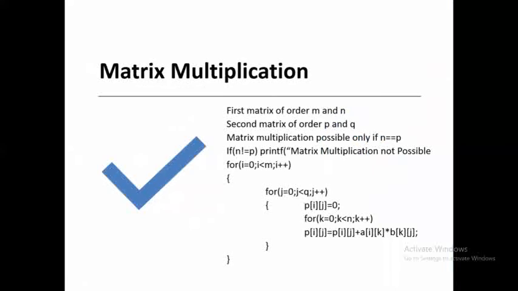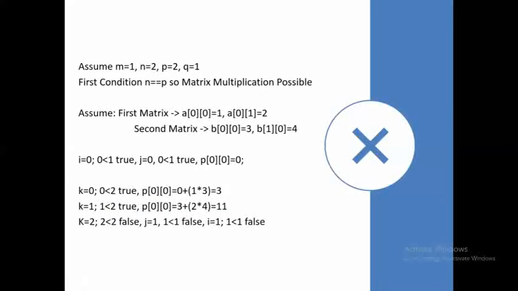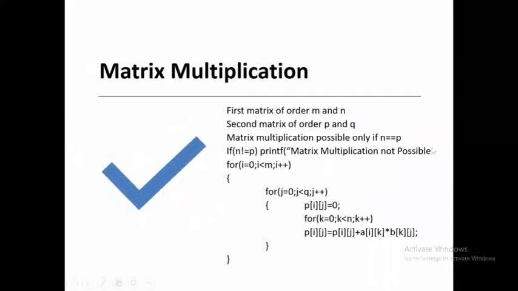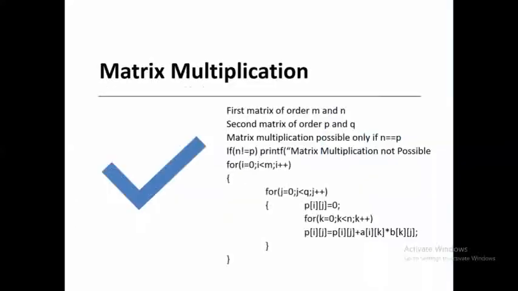Okay, see here, I will explain the code snippet here. First thing, I is equal to 0. Okay, 0 less than m value, which is 1. Condition is true. It enters into checking the second for loop condition. J is equal to 0. 0 less than q value. Okay, q value is 1. Condition is true. Again, it enters into the second for loop. Now p of ij value is 0.